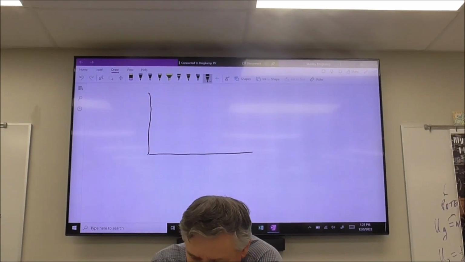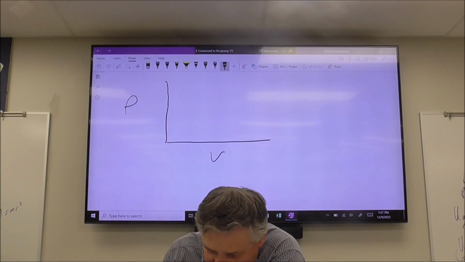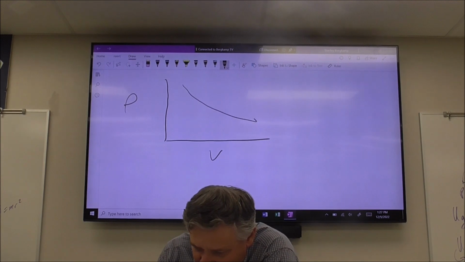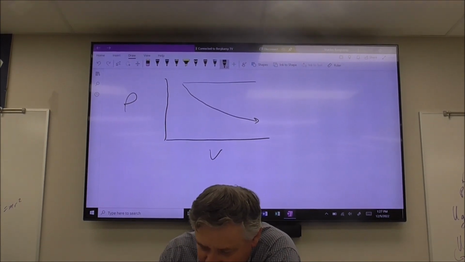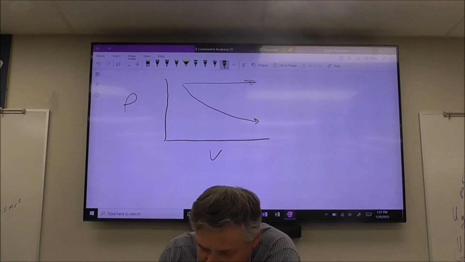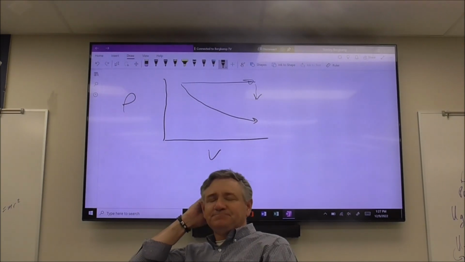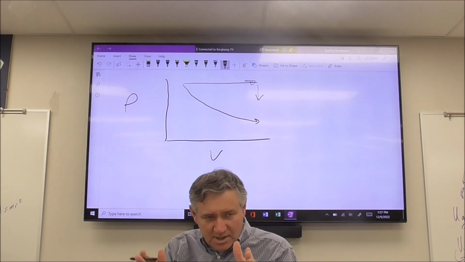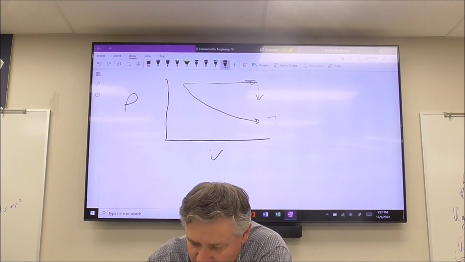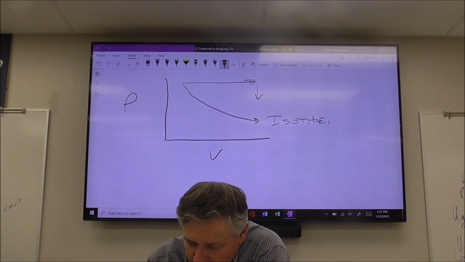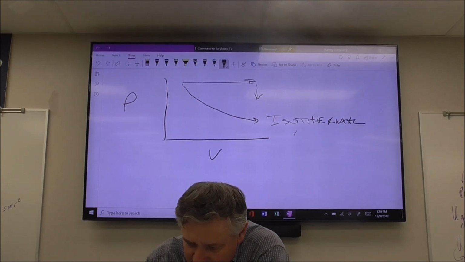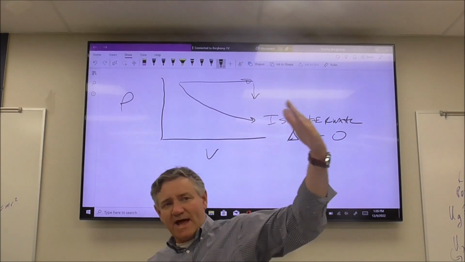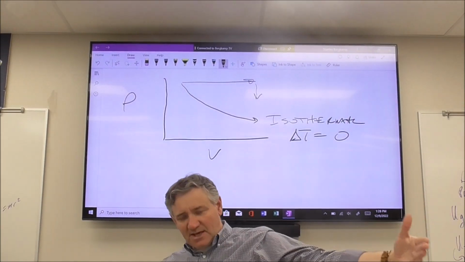So here's what we talked about, and this is going to be the basis of the lab today. So you have pressure, and you can have isothermal, you can have isobaric, you can have isovolumetric. Okay? So all three have something that you're going to hold constant. So if you're isothermal, what does delta T equal? 0. Okay? Now that starts a whole cascade of ramifications.